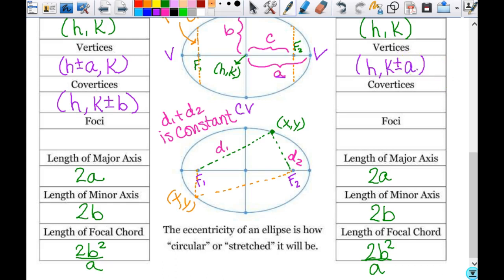So remember, it's not that A always goes with X and B always goes with Y. It doesn't work that way. A goes with the major axis, B goes with the minor axis. Okay, H does go with X and K does go with Y, and that's all and always, but not the others. So for my co-vertices then, it's actually my H value that's changing, and that'll be plus or minus what? B, comma, K.